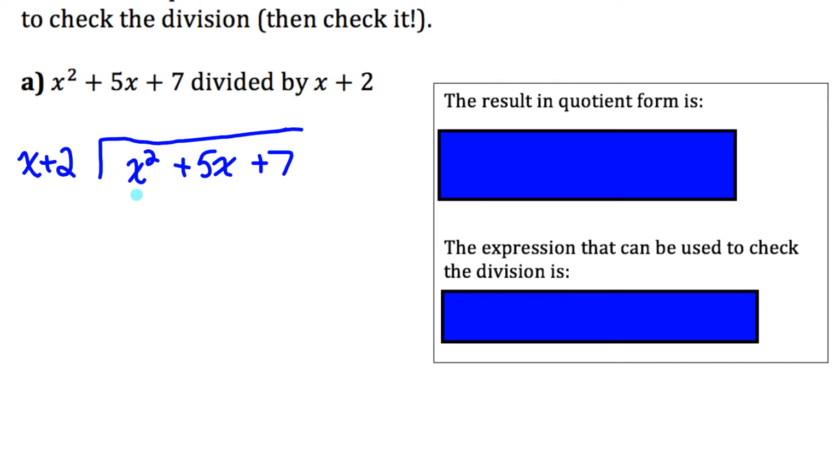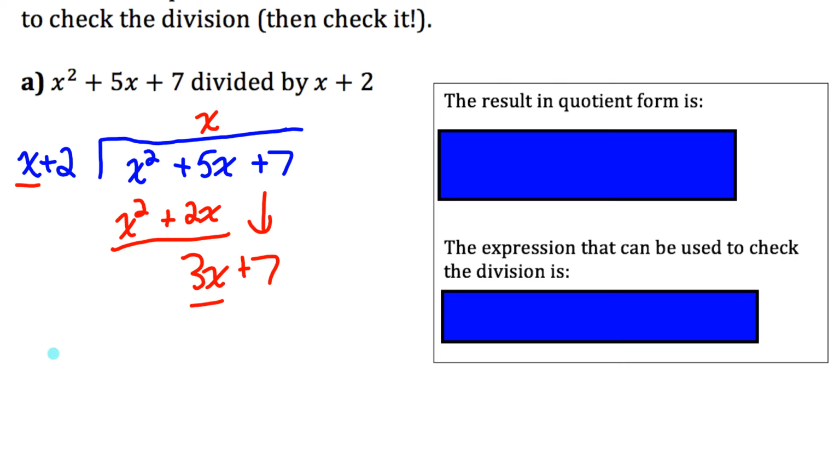Okay, and we always start by doing the first term in the dividend divided by the first term in the divisor. X squared divided by x is x. Line it up with its like term. Then we multiply x times x plus 2. So we do the x times the x and get x squared, and the x times the 2 and get 2x. And notice I lined them up with their like terms so that when I subtract, I'm collecting the like terms together. So x squared minus x squared is 0, 5x minus 2x is 3x. Bring down the 7 and repeat the process.